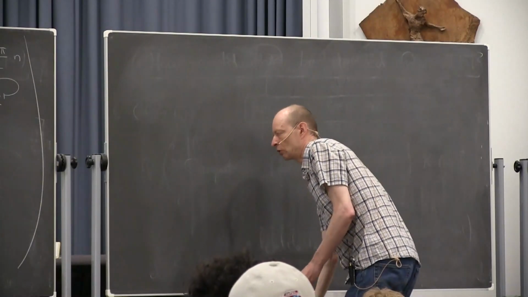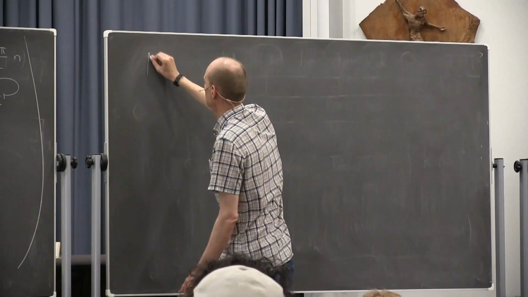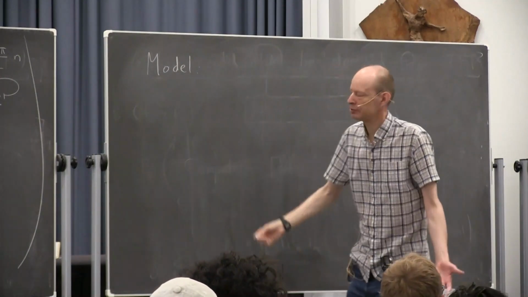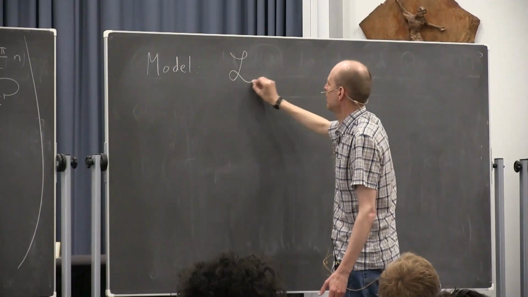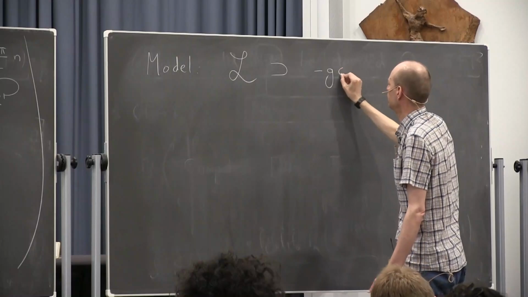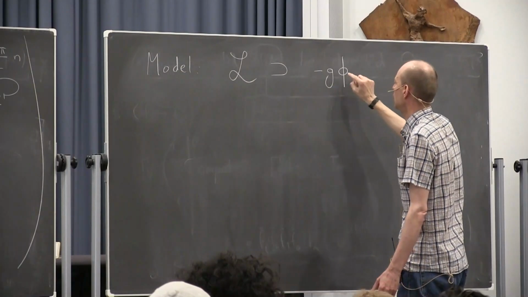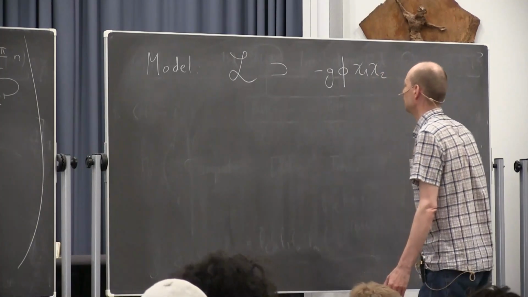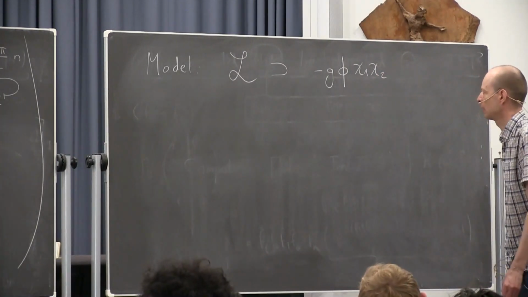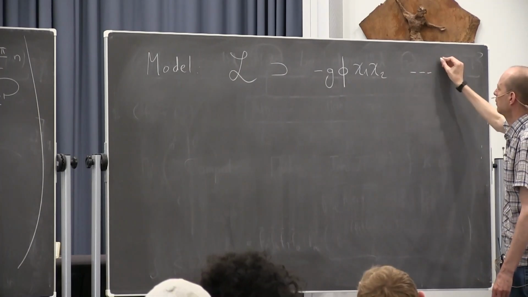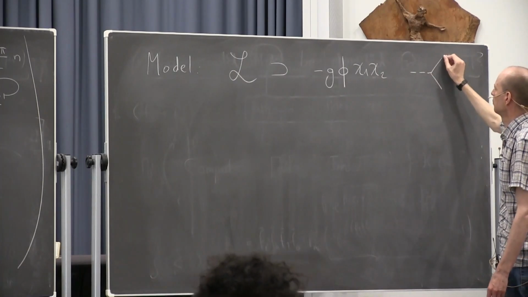Now I want to formulate a problem. We take a model, a Lagrangian, and in that Lagrangian we put our field phi, and there's a coupling of our field phi to some other fields. It doesn't matter what these other fields are, but it's a coupling like this.